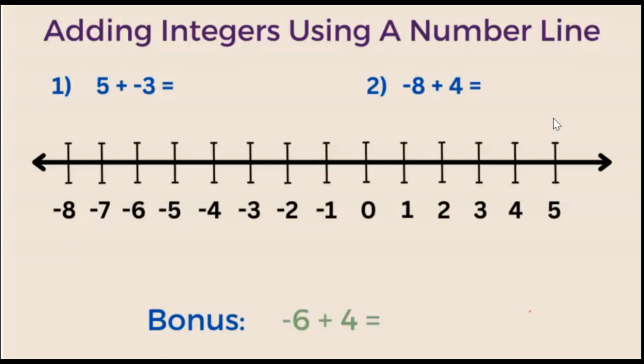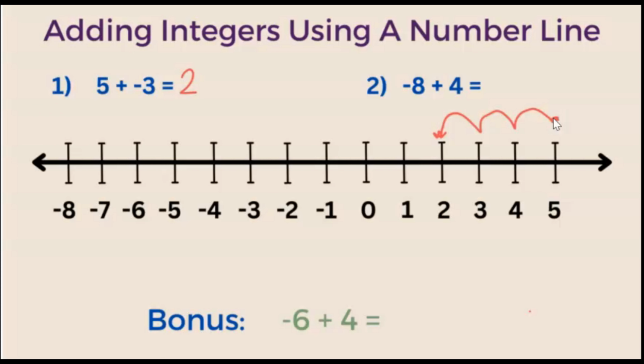Example 1, what is positive 5 plus negative 3? Well, the first step is going to be to identify where is positive 5 on our number line, and we have that right here. If we're going to add negative 3, that means we're going to move to the left 3 spaces. 1, 2, 3. That gives us positive 2. So positive 5 plus negative 3 is equal to positive 2.